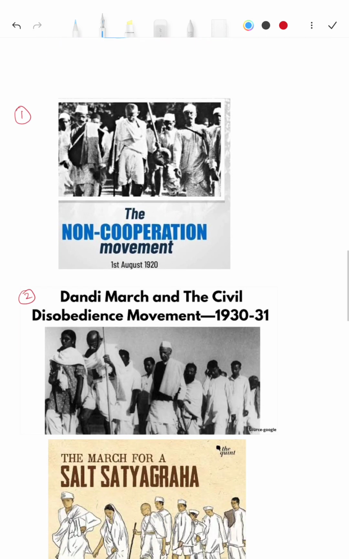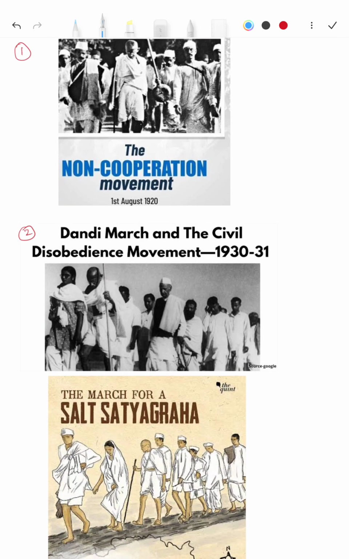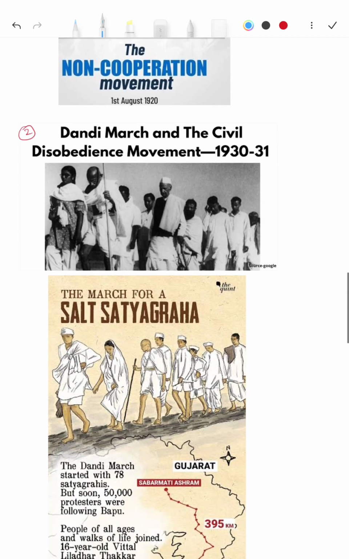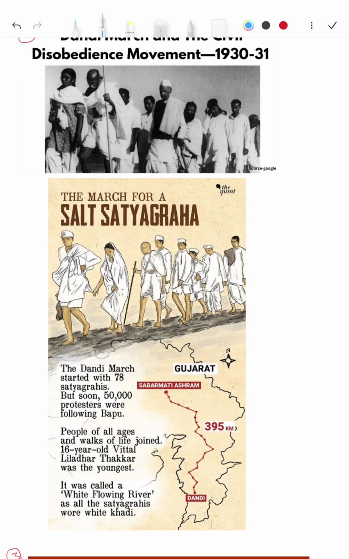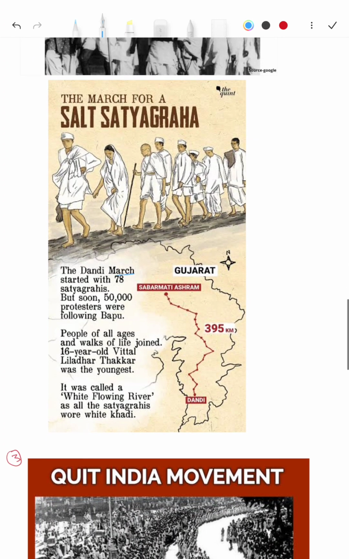Then comes the Dandi March and the civil disobedience movement in 1930 to 31. The civil disobedience movement was started with the Dandi March in order to break the salt law. We call that the Salt Satyagraha. The Dandi March started with 78 satyagrahis, but soon 50,000 protesters were following Bapu. People of all ages and walks of life joined.